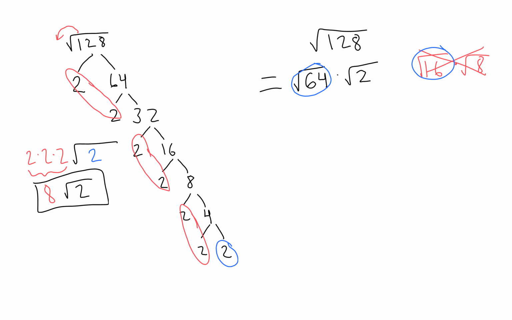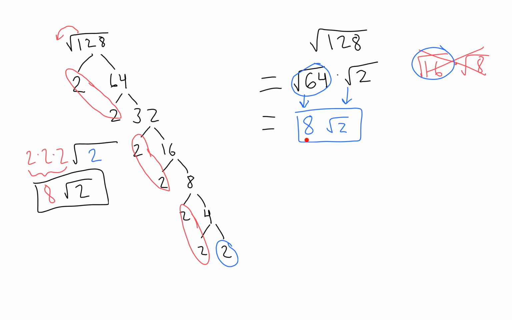Now what? We can do the square root of 64. We know how to do that. The square root of 64 is 8. This number here, you can't do the square root of 2, so we're going to keep it as the square root of 2. And we're done. That's the same exact answer as we just got over here, 8 root 2, 8 root 2.